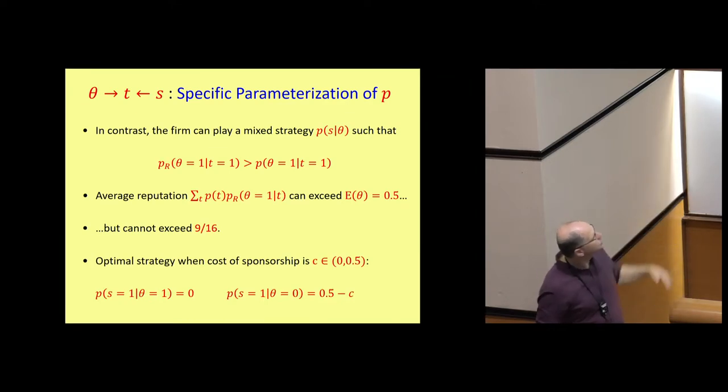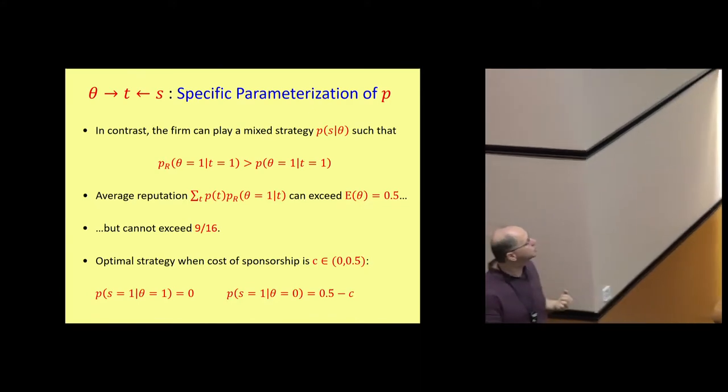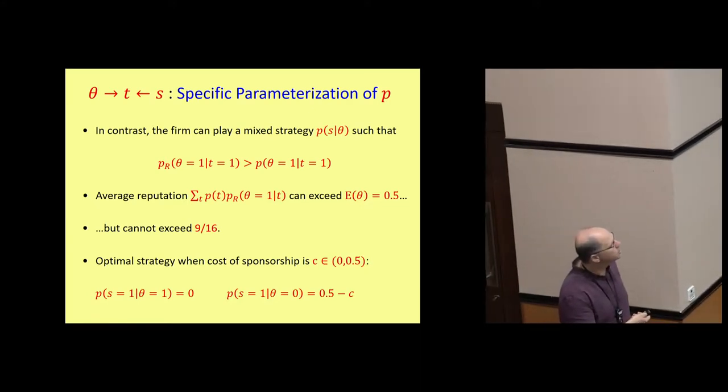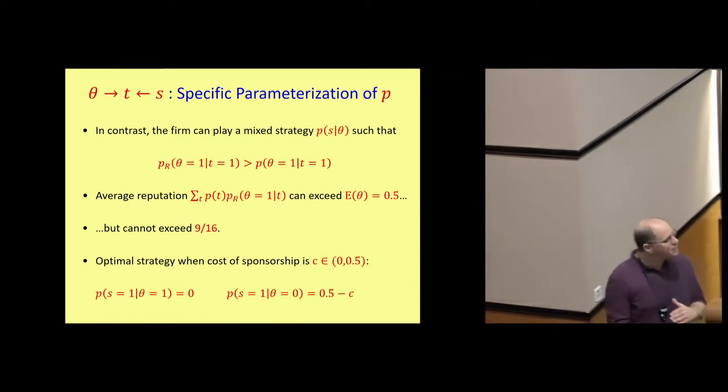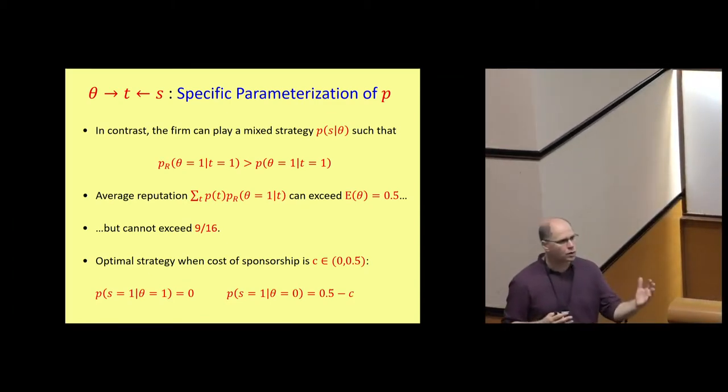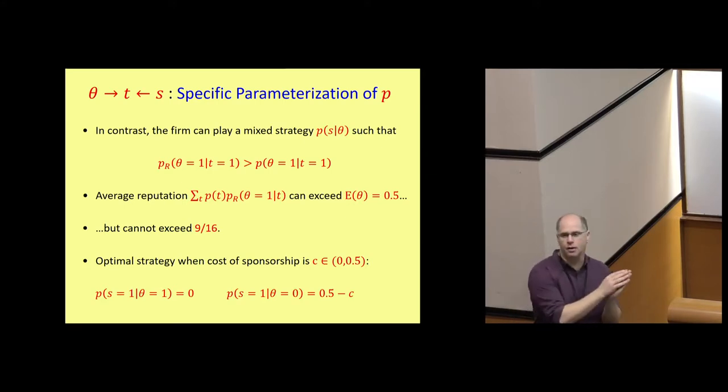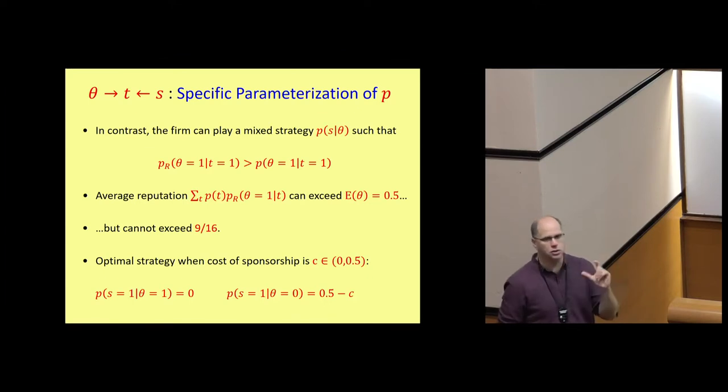And by the way, if you're interested in the optimal strategy, as long as the cost of sponsorship is not too big, the optimal strategy is simple. If you have a good product, you don't want to sponsor. You don't want to sponsor a good product, and you want to sponsor a bad product, but with probability that never exceeds one half. And once again, the reason is that you don't want to create too much. You want these things to vary. You need some variation in those things.